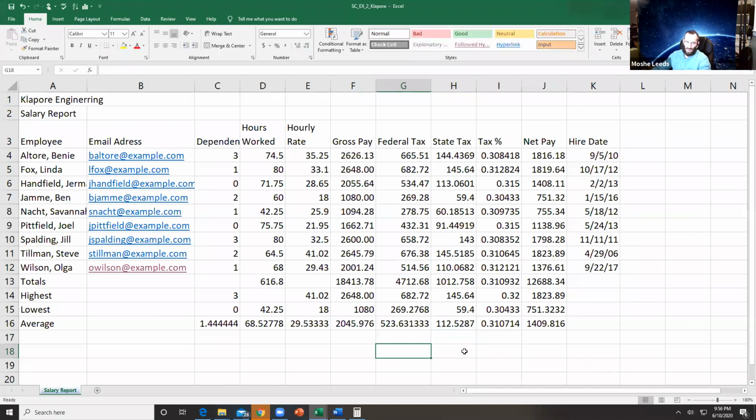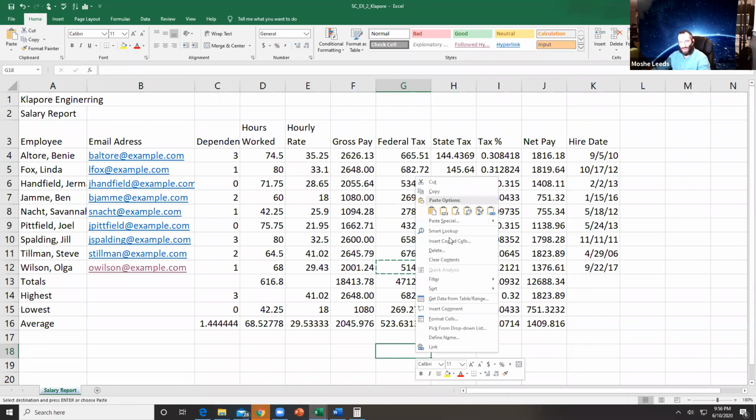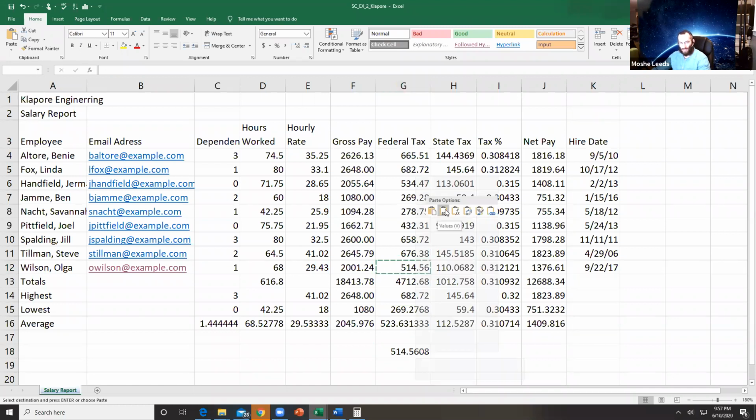What I do is I press Control C, but when I'm about to paste, I right click. When I right click, I have my paste options. I could just click the value. Now it's just a value, and if I look up on top, it's no longer a formula. So if I change this number to 70 hours, that will change, but this won't.